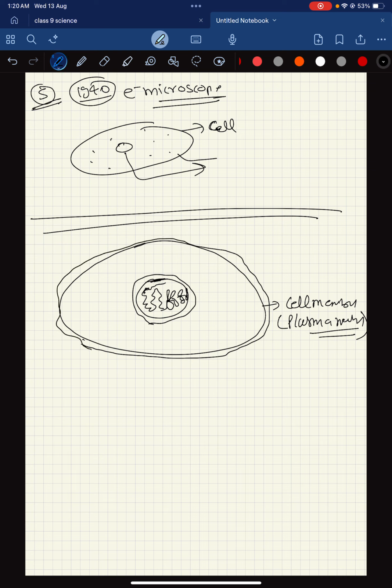Cell membrane is selectively permeable. Selectively permeable means if a cell or membrane wants to let a substance enter, or it can extract from this membrane.